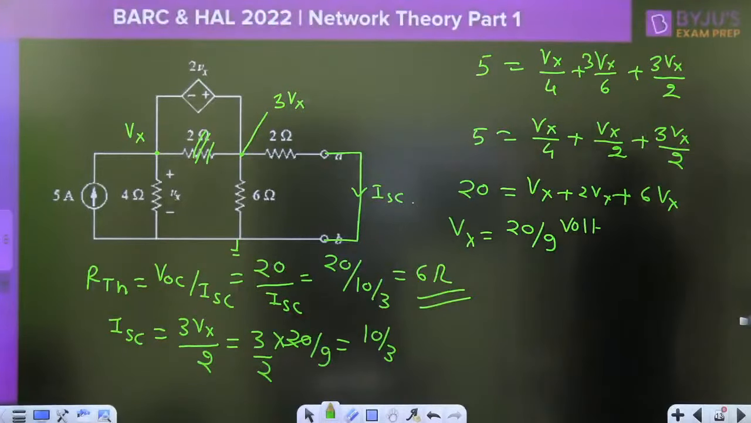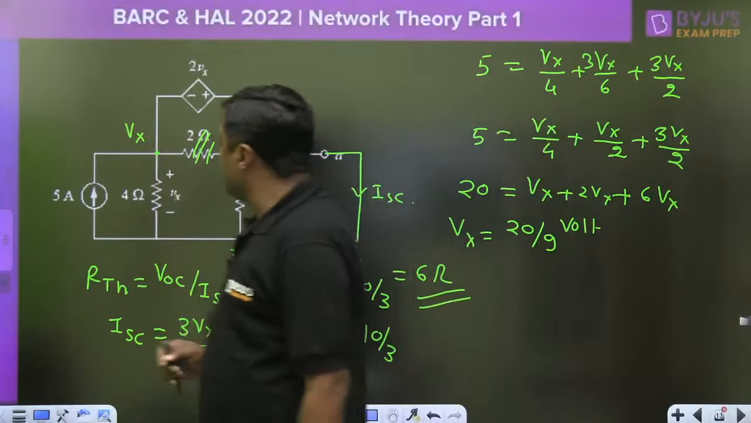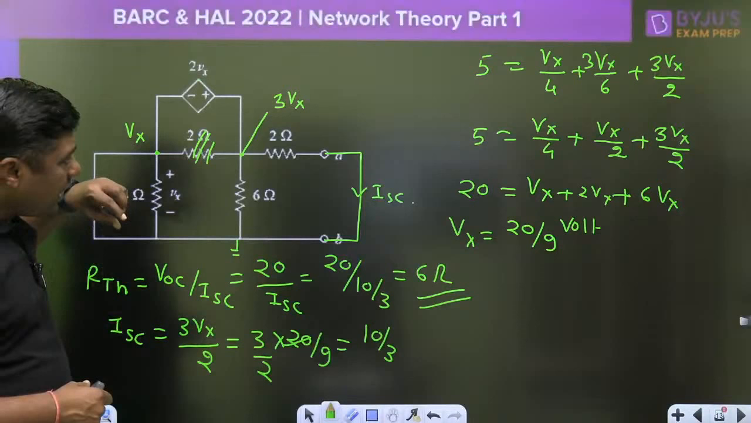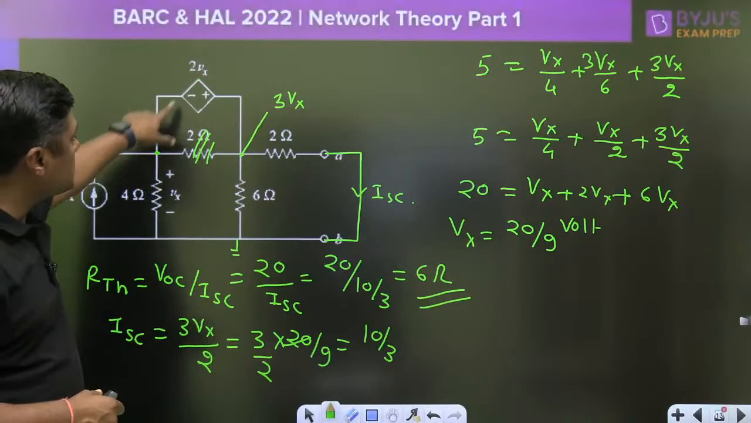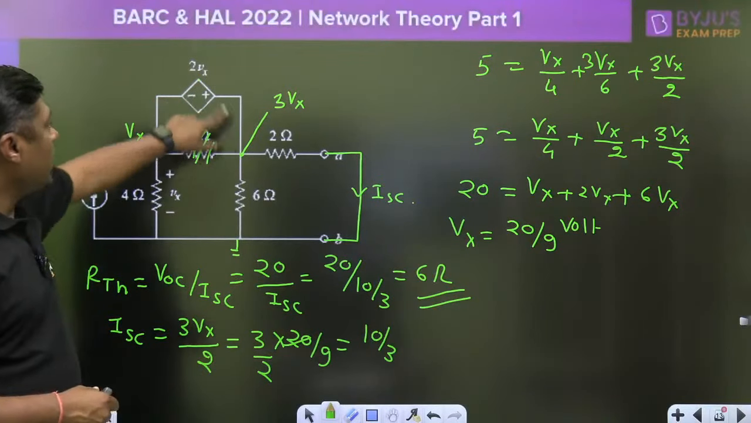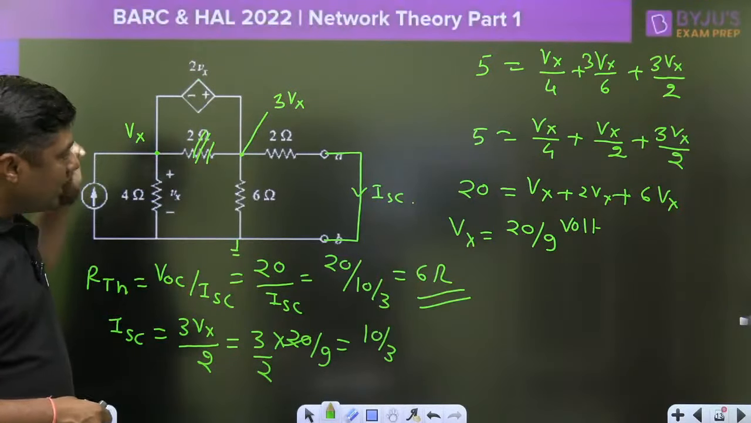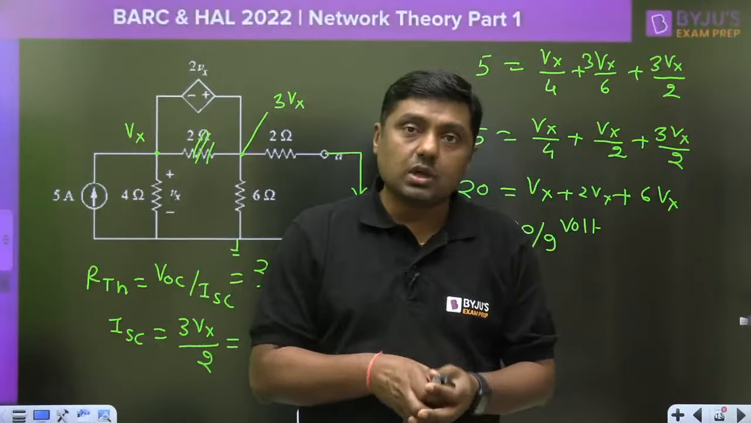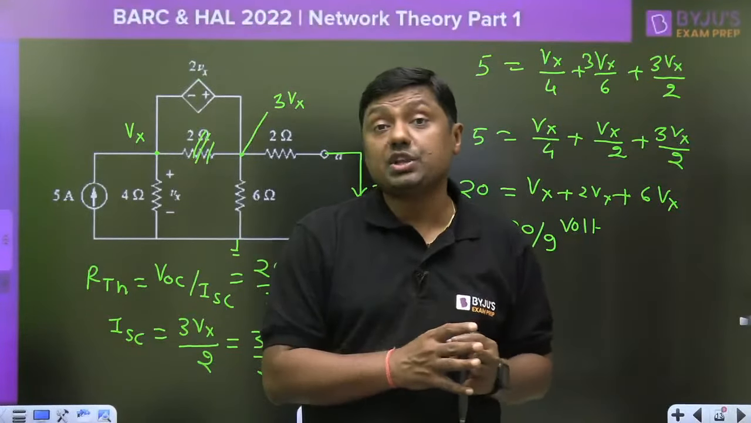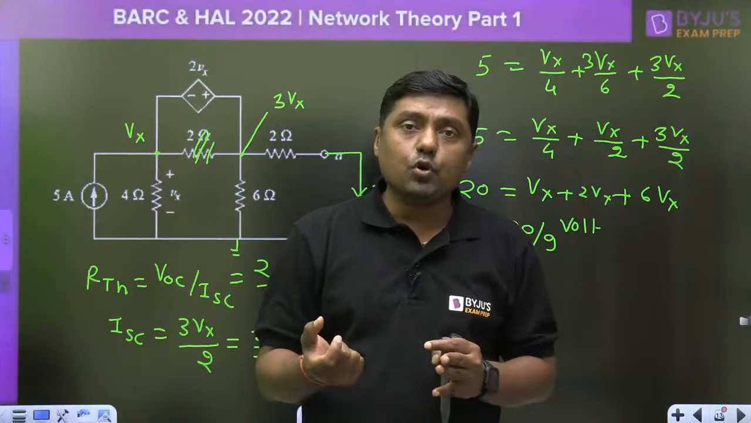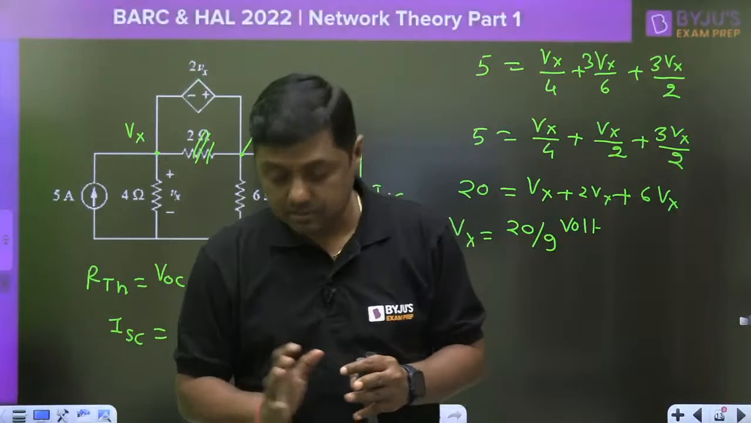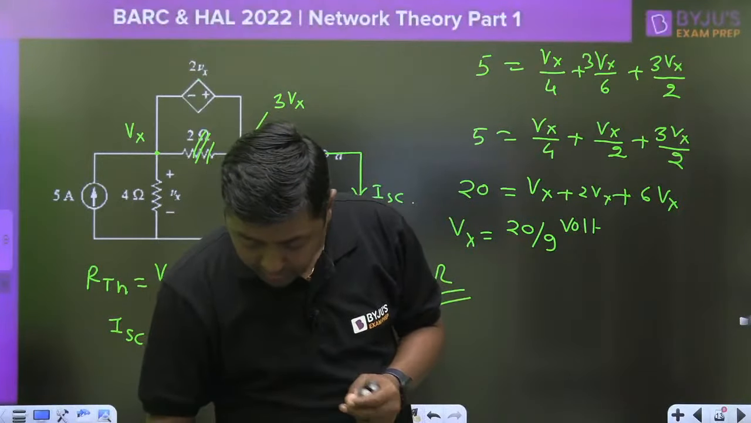Sir, can we solve by applying the nodal at 4 ohm resistor? Yes, we can apply the nodal. I am giving the supernodal analysis, Sandeep, because we have one battery between these two nodes. So that is the method. Another method: in some numericals, if Thevenin's equivalent is required, then we have calculated the VOC, then you can go for ISC. VOC by ISC will give you the value of RTH.